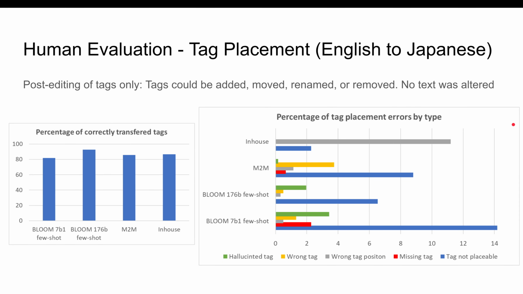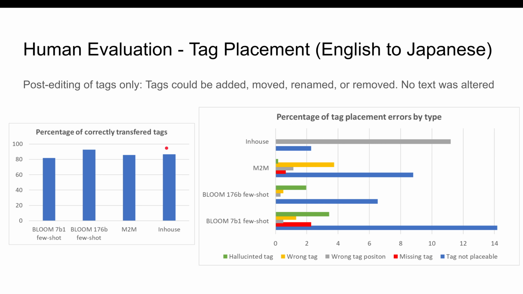Now let's have a look at the results of the tag placement evaluation. For this, we use the same 200 sentences as in the post-editing evaluation, with the difference that we kept the markup in the text. We asked the translators to modify the wrong tags only, so that they could add, move or rename the tags that were wrong, but they were not allowed to alter the translated text. With the output, we were able to calculate the percentage of correctly transferred tags.